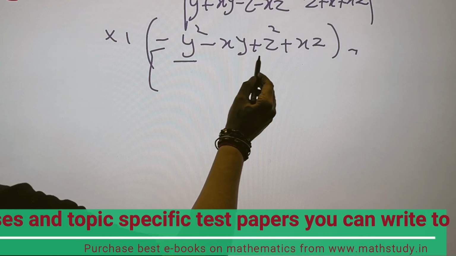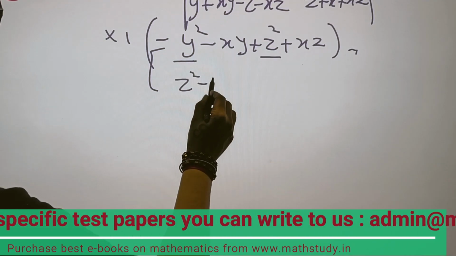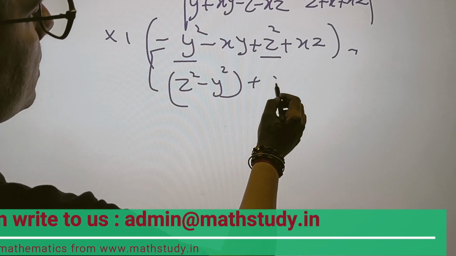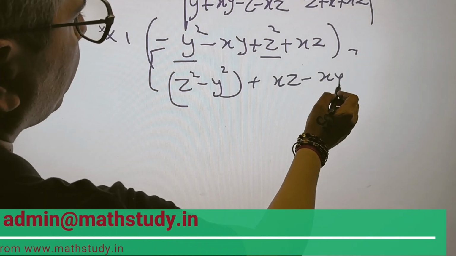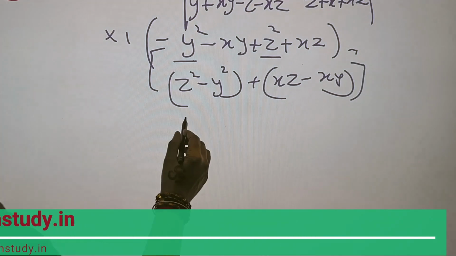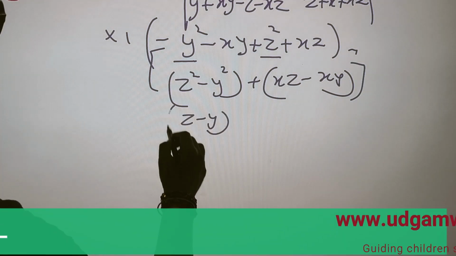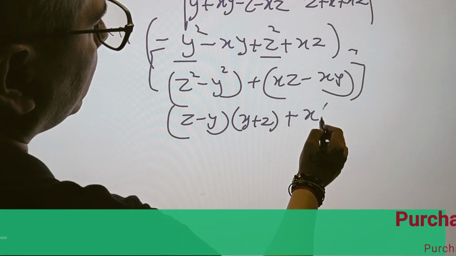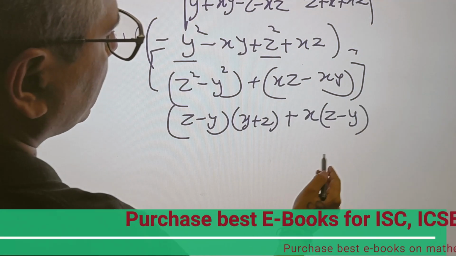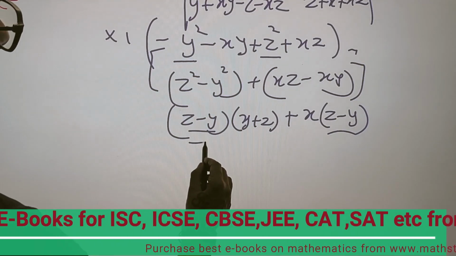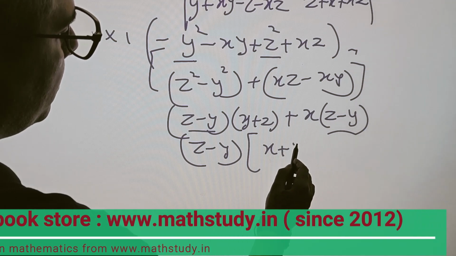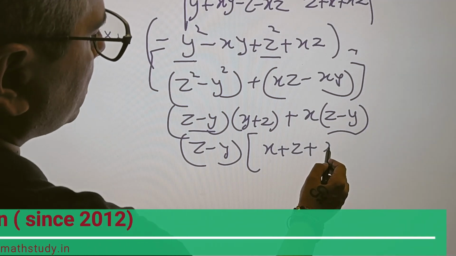Now we can pair y square and z square here. Z square minus y square we can pair, and here we can pair plus xz minus xy, so that we will get some other factor. So here we will get z minus y into y plus z. Here we will take x common, we will be getting z minus y. Now we can see that we are getting z minus y common in both the factors. Here we are getting x plus z plus y here.